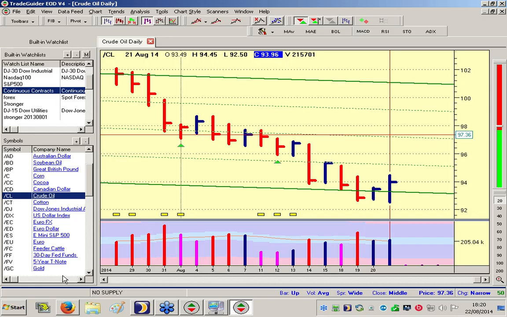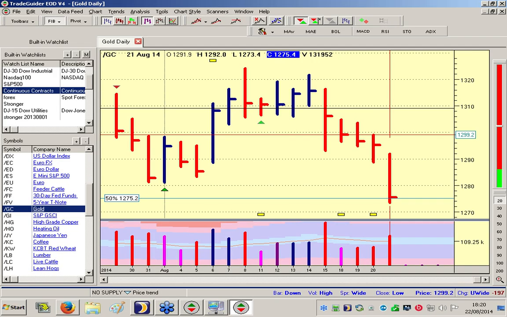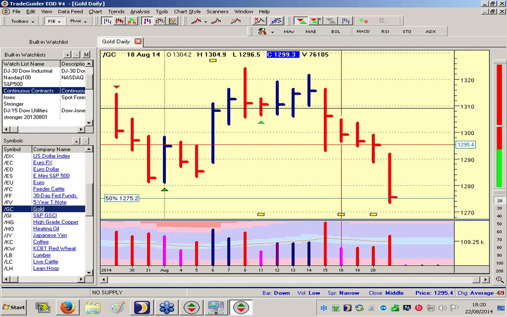Well, we've just been asked for some comments on gold. So this is the continuous contract for gold. Well, first of all, we can see the reason why it's come off. Look at this distribution gap here. There's the initial supply coming in.